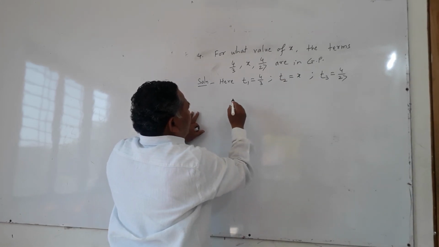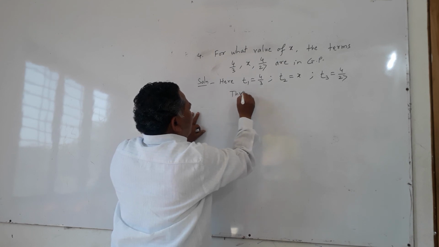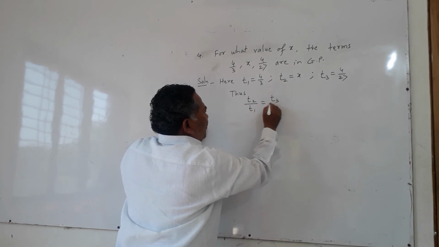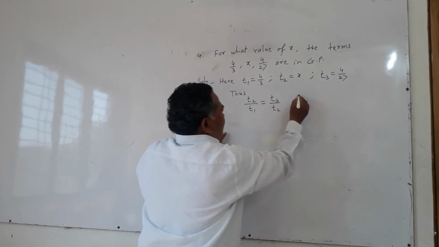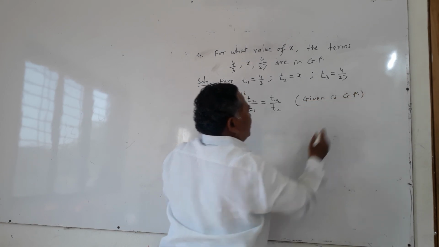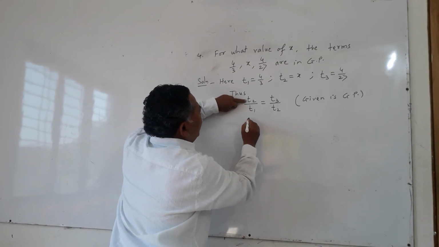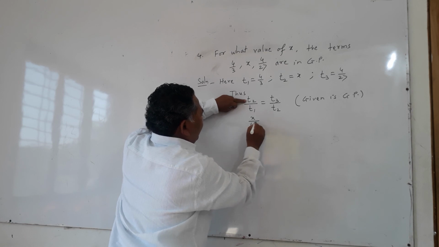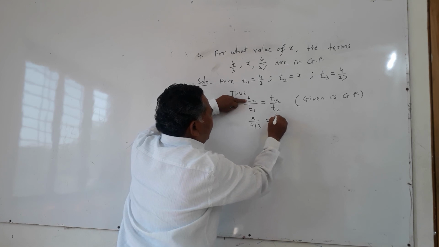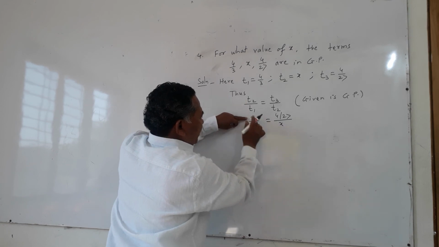Thus T2 upon T1 equal to T3 upon T2. The given is a GP, so remember in this manner. What is T2? T2 is x, divided by T1, 4 divided by 3, equal to T3. What is T3? T3 is 4 divided by 27, divided by T2. T2 is x. Then I transfer x to this side.